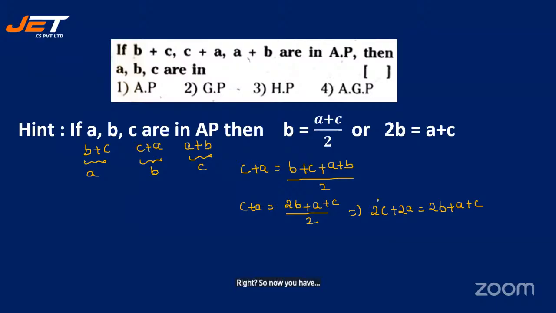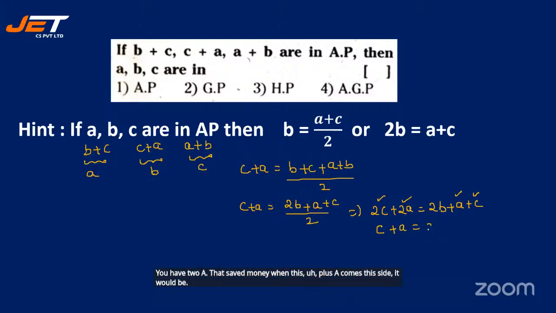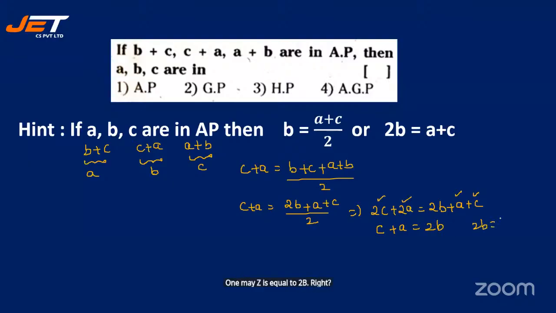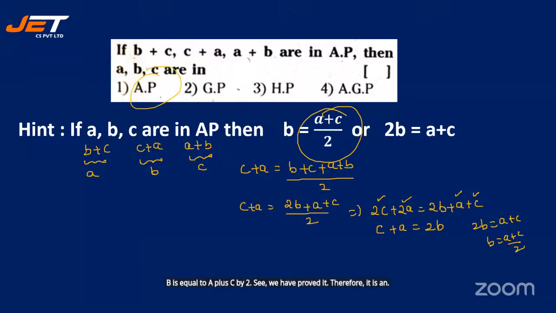C. So when this C comes this side, it becomes 1C. You have 2A, that side 1A. When this plus A comes this side, it would be 1A is equal to 2B, right? So 2B is equal to A plus C. B is equal to A plus C by 2. See, we have proved it. Therefore, it is an AP. So if you had opted for AP, then your answer is right.